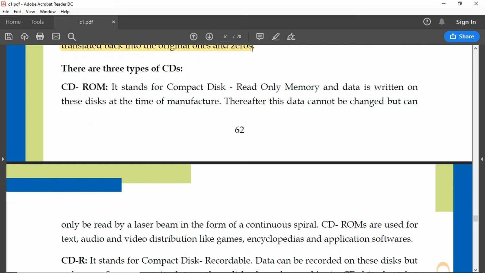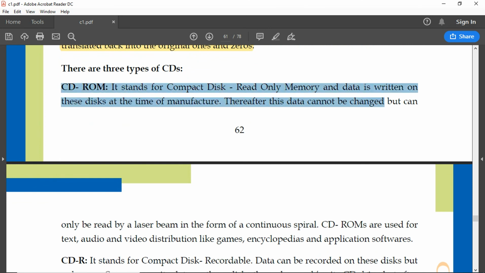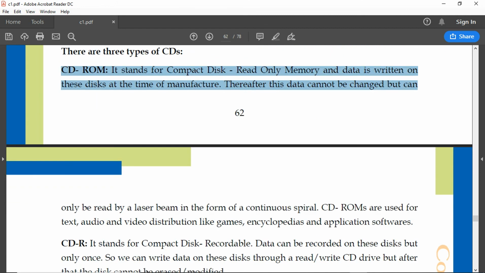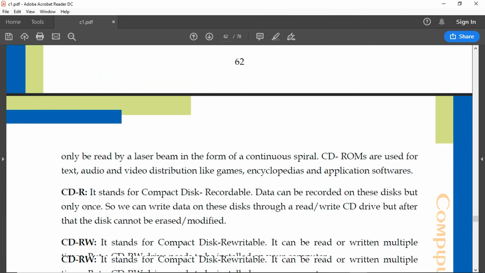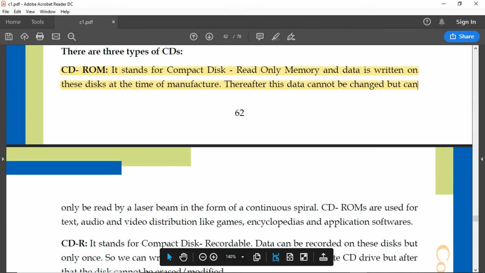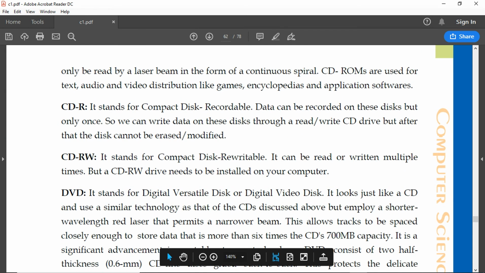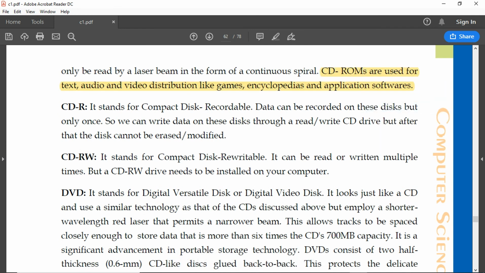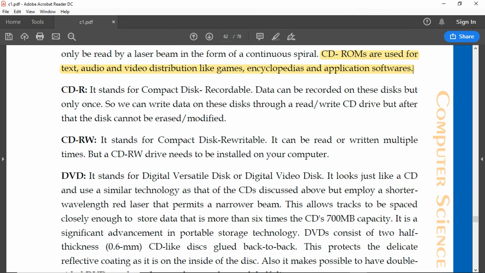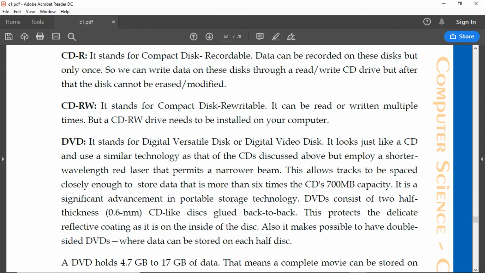There are three types of CDs. CD-ROM, it stands for compact disc, read-only memory and data is written on these discs at the time of manufacture. Thereafter this data cannot be changed but can only be read by a laser beam in the form of a continuous spiral. CD-ROMs are used for text, audio and video distribution like games, encyclopedias, and application softwares. CDR, it stands for compact disc recordable.